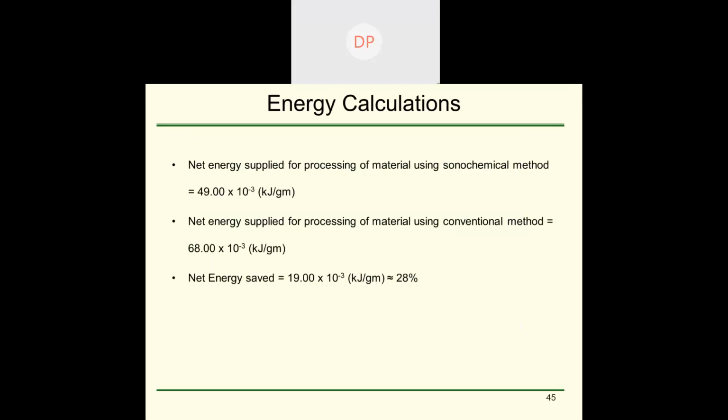So we have done the energy calculation based on the changes of the phases, and the net energy saved is close to 28% in this operation, which is again, I would say, huge.